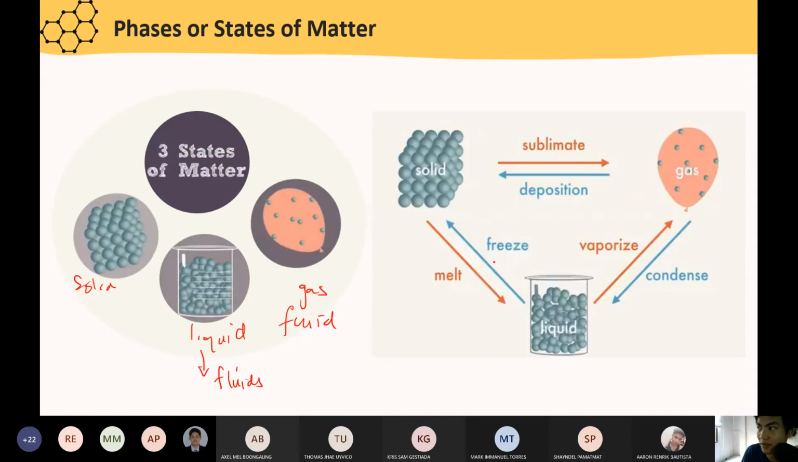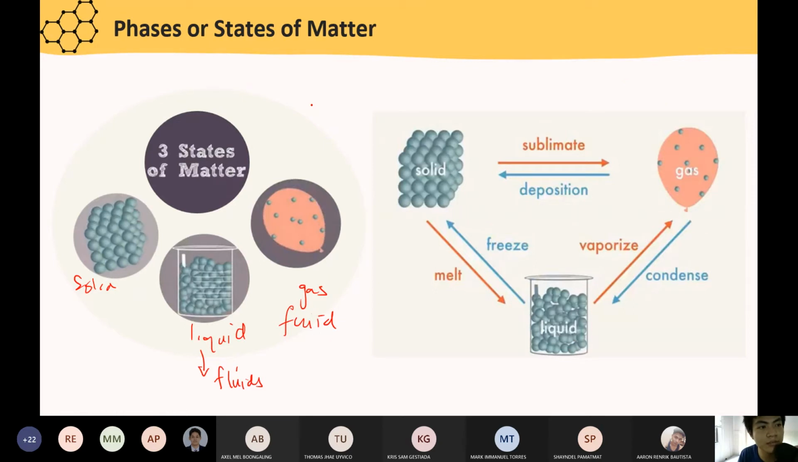Okay? For example, for solid to liquid, the transition is called the melting, okay, or the melt. However, if you do it backwards, that's called freezing. Okay? For liquid to gas, that's vaporization. Okay? For gas to liquid, that's condensation. For solid to gas, that's sublimation. Gas to solid, that's deposition.